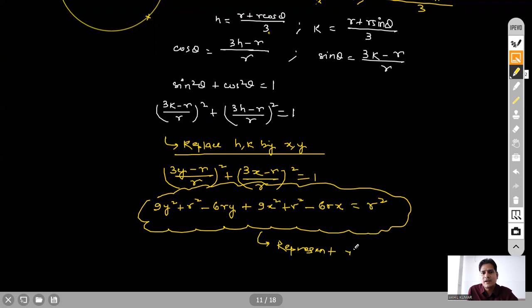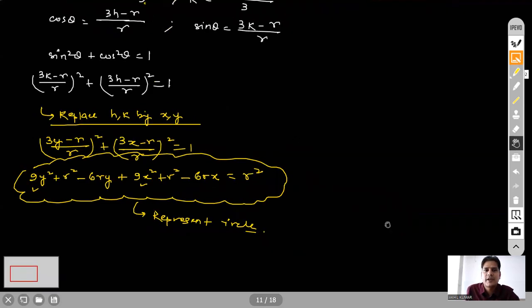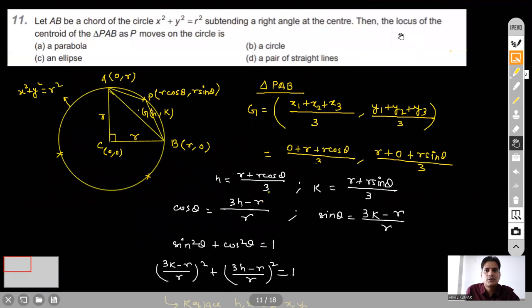Why does this represent a circle? Because the coefficients of x square and y square are equal, and the xy term is missing in this equation. So it represents a circle. Actually, the question asks only what that locus will represent, not the exact equation. We could have said it earlier, but anyhow, we derived the equation finally. So it represents a circle.